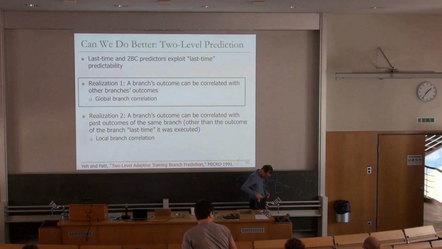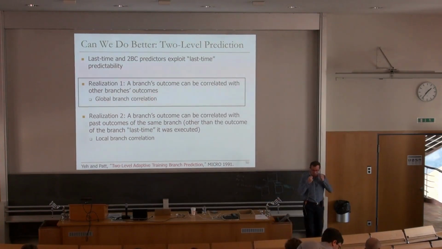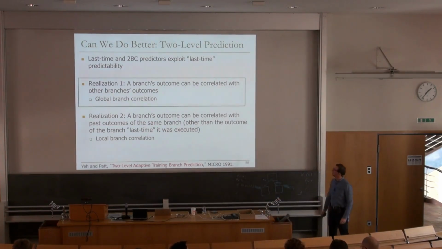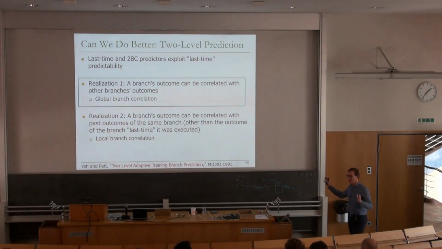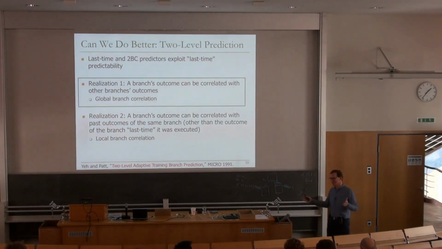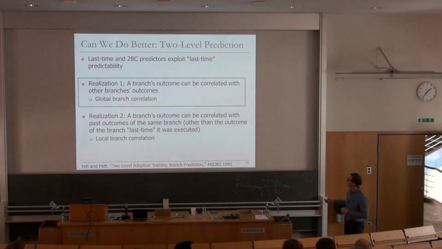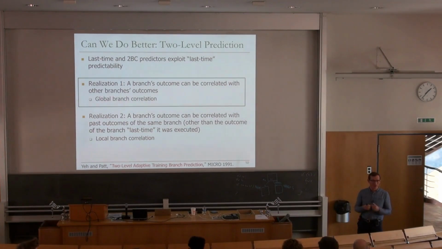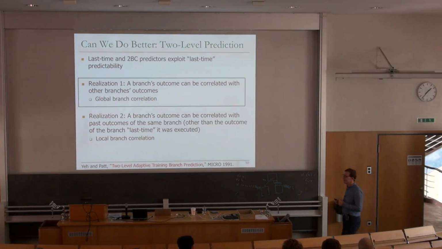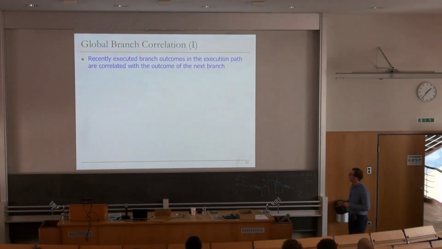Okay, let's get started. This is where we left off, so we're going to try to do better. That's going to be our goal of life in this lecture. Actually, in all of our lectures, as you see. And the first realization is that a branch's outcome can be correlated with other branches' outcomes. It's global branch correlation, and we're going to build a global branch predictor.